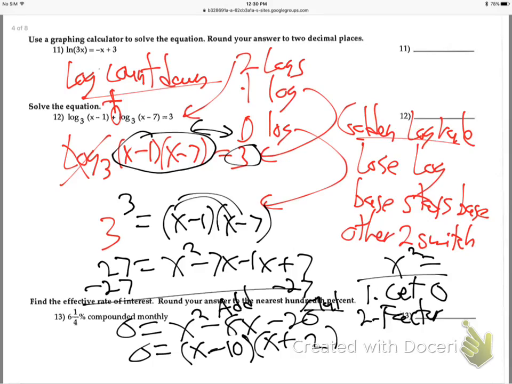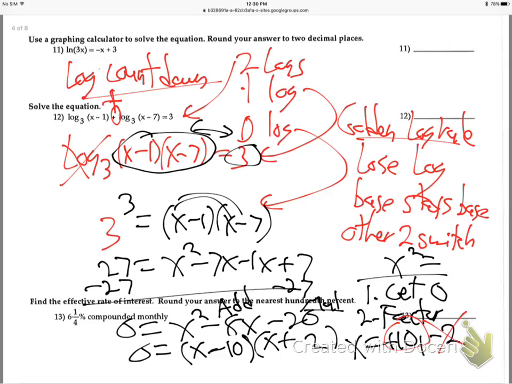And so what are the answers then? Remember, it's opposite, so the answers are plus 10 and minus 2. When you set each of those to 0, it just jumps to the other side and changes signs. Now, are they both acceptable? No, there's no negative inside of a log, so throw that away. The only answer is plus 10.